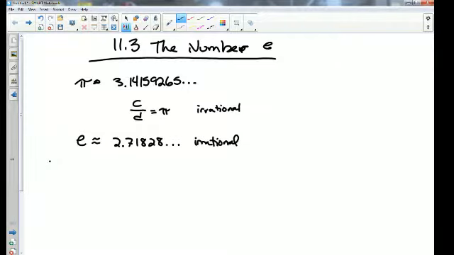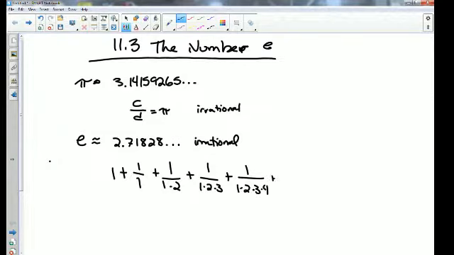e is this ratio here. It's actually developed from what's called series and sequences. If you ever make it to Calc BC, we study these. 1/1 plus 1/(1 times 2) plus 1/(1 times 2 times 3), and so on. You see the pattern? Now, did I put a dot at the end? Okay, that is exactly e.